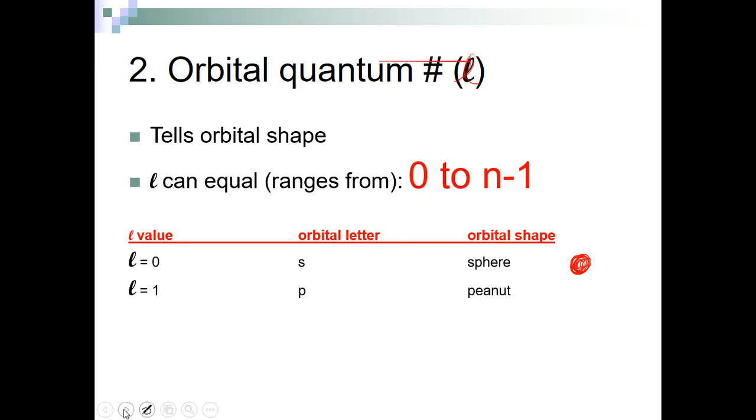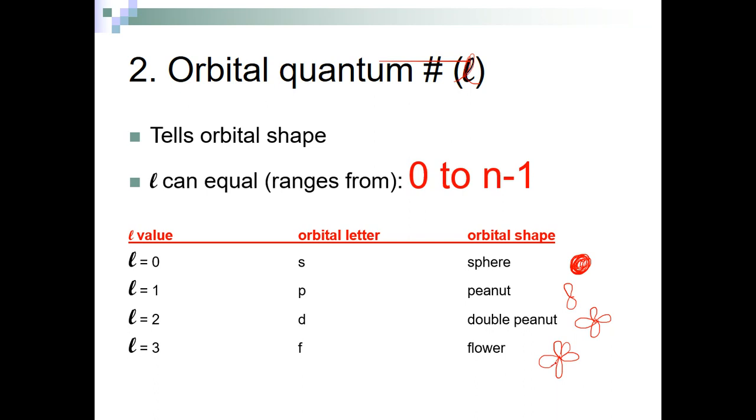If L is equal to 1, that's always corresponding to a p orbital. So remember, the p orbital is the next shape. That's your peanut-shaped orbital. If L is equal to 2, that corresponds to a d orbital. So that's your double peanut-shaped orbital. And then finally, if L is equal to 3, that's representing an f orbital or your flower-shaped orbital.